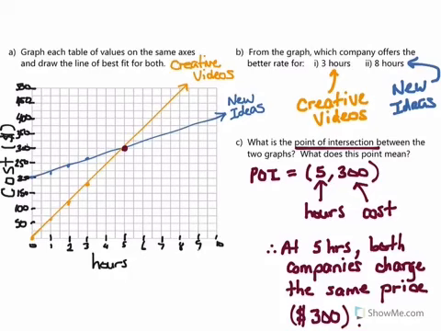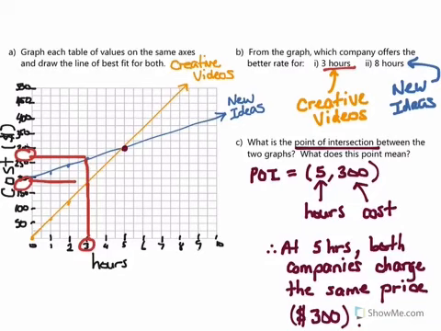So B is asking me, now that you've drawn your graph, from the graph, which company offers the better rate? So which one would you prefer to hire if you're going to hire someone for only 3 hours? So let's take a look at 3 hours. All right, how much does each of the companies cost? Well, I go up to the orange, and then I go to the side. It looks like the orange costs less than $200. But if I go up to the blue line, it looks like it costs over $200, maybe even $275.